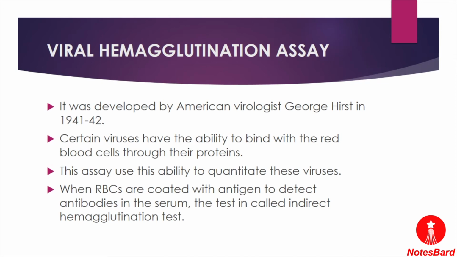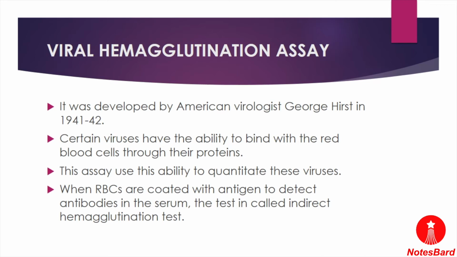Now let's discuss the other use, which is called viral hemagglutination assay. Basically, it is also a type of assay or testing that uses the process of hemagglutination, and it was developed in 1941 or 1942 by an American virologist named George Hirst, and his method is used for quantifying the relative concentration of viruses, several bacteria, or several antibodies in any organism.